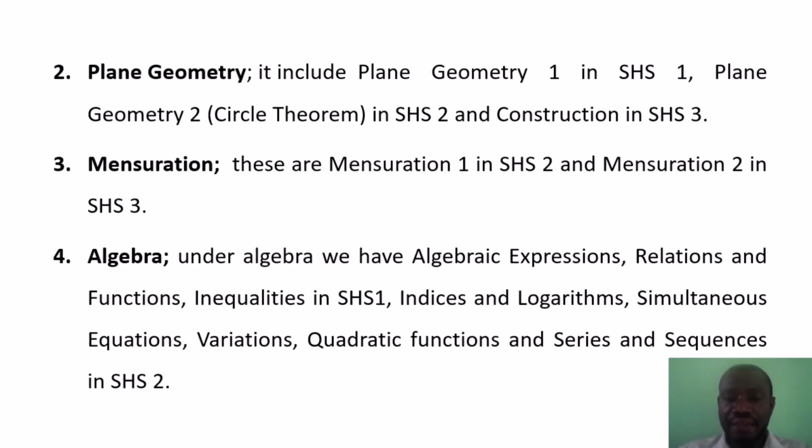Don't forget that there are categories under the 7 main areas. The second one is plane geometry, which includes plane geometry 1 in SHS 1, plane geometry 2, which is the circle theory, in SHS 2, and construction in SHS 3. Then we have the mensuration areas: mensuration 1 in SHS 2, and mensuration 2 in SHS 3.